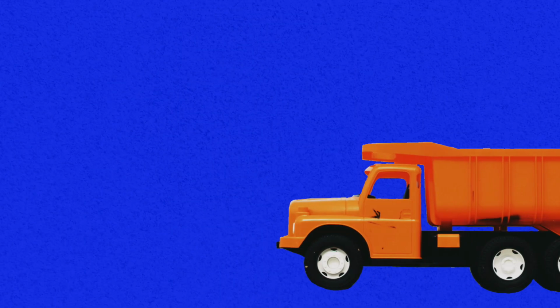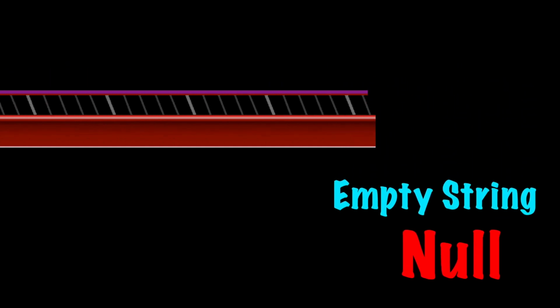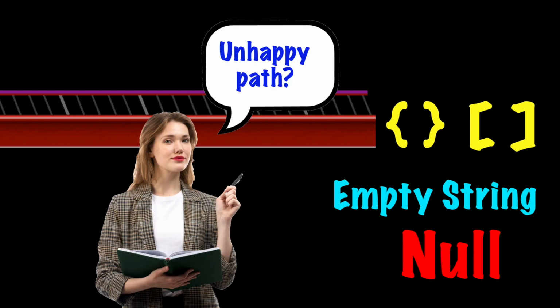Data provided from an outside source like files, databases, or a web service should also have happy and unhappy path tests. Here are a few common unhappy path examples. What happens if a null value is provided? What happens with an empty string value? Or an empty list or object? These unhappy paths should be accounted for.